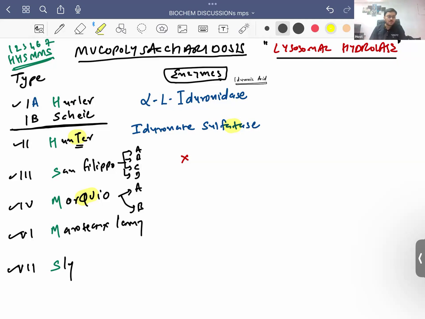Then comes type 4. Now type 4 has two types, A and B. Two different enzymes are causing the same kind of disease or syndrome. So both of them fall under Morquio syndrome. Now there is type A and there is type B. The enzyme responsible for type A is N-acetylgalactosamine-6-sulfatase. Now the number you have to remember is 6 sulfatase.